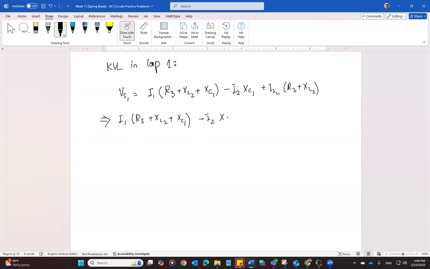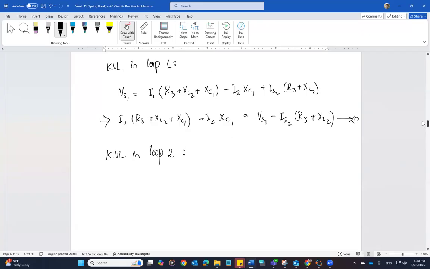Minus I2 XC1. And then the known quantities are VS1 and IS2. So when I take it to the other side, it becomes negative IS2 times (R3 plus XL2). And that's my equation number 1. So again, everything is in terms of variables. And then I'm going to apply KVL in loop 2.